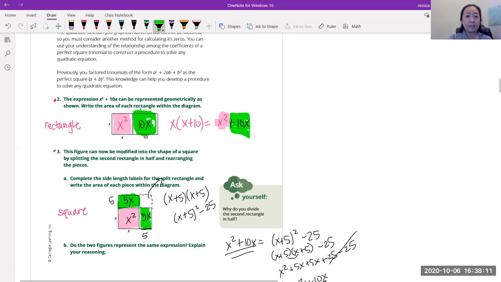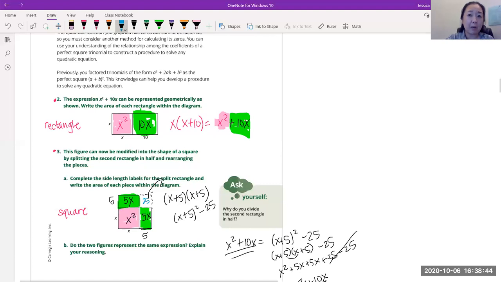We split it up into 2 so that the length of this would now be 5. So it'd be x plus 5, and this would also be x plus 5, right? Knowing that, x plus 5 and x plus 5, now we know that we have a square because the length and the width are exactly the same, right? The only thing is that we're missing this part of the square here. So what is this area right here that we're missing? We know how to get that area, and that's going to be 5 times 5, right? And so the missing part is 25.